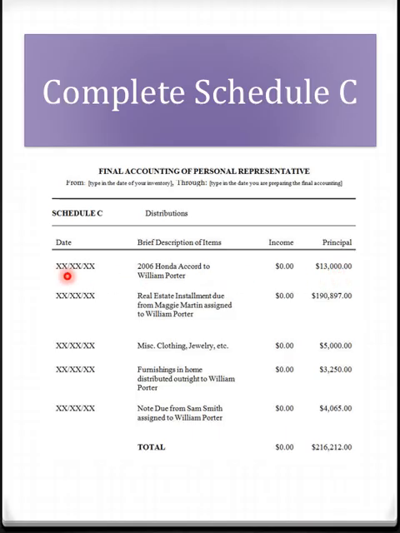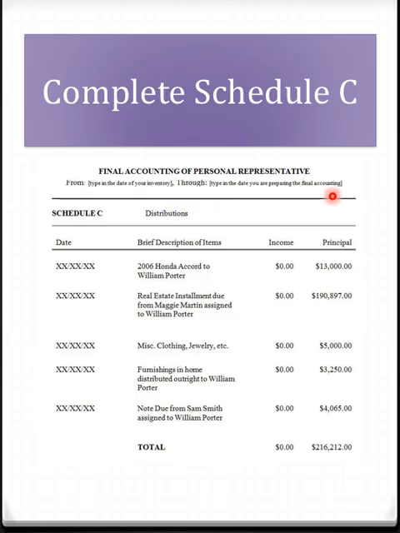The real estate installment due. Okay, this is a note that Mrs. Porter had with Maggie Martin. Maggie Martin had an installment note, and Mr. Porter now, it's been assigned to him.